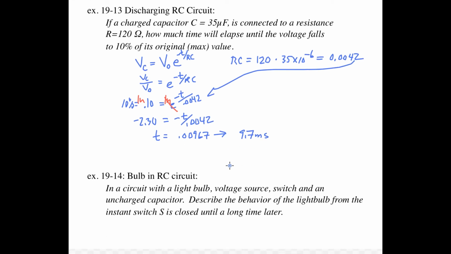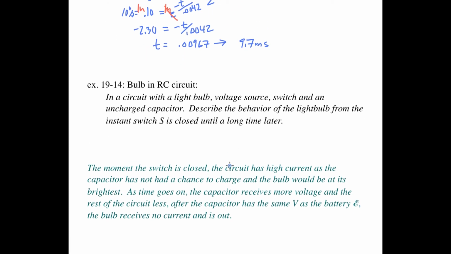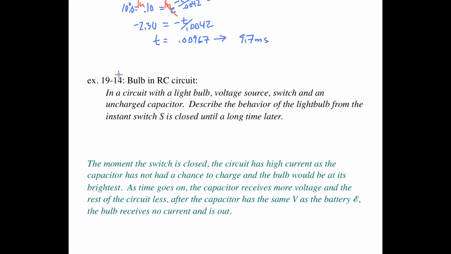The second question is just a thought problem, really. It says a bulb in an RC circuit. In a circuit with a light bulb, voltage source, switch, and an uncharged capacitor, describe the behavior of the light bulb from the instant the switch is closed until a long time later. Now, a long time later doesn't really have to be that long because these time constants tend to be pretty short. But if we're going to describe what happens, the light bulb will behave according to whether it's getting current or not.